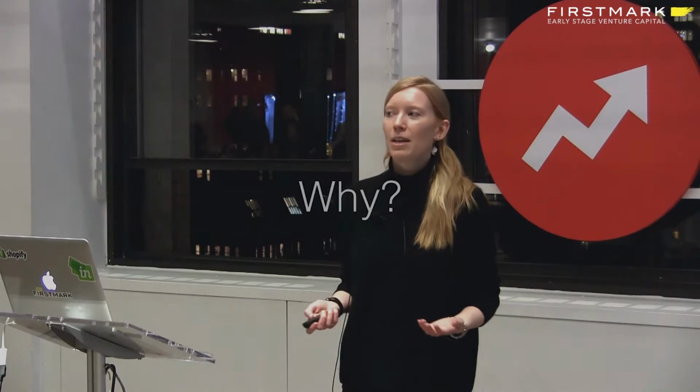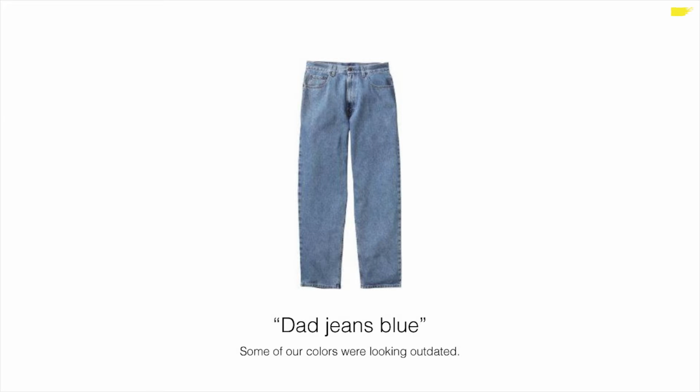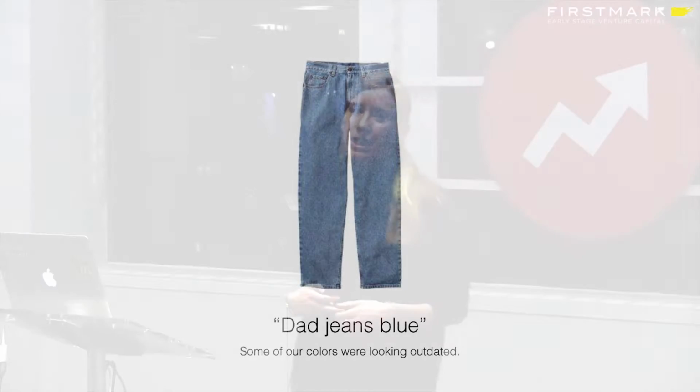So first off, why did we need to do this? Why did we need to change the colors? Why did we need to introduce a system? First off, it was a time for an update. We had started to call our old link blue color Dad Jeans blue. It was looking a little bit outdated. Quite a lot of the colors across GitHub were fairly dull, and we needed to do a refresh.